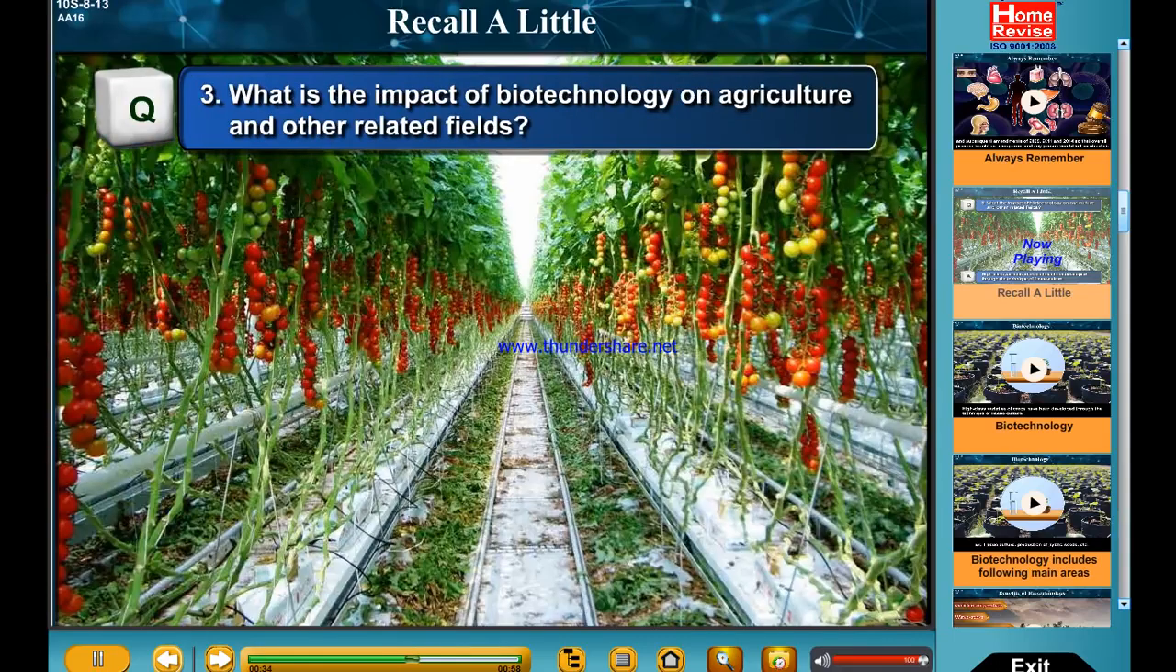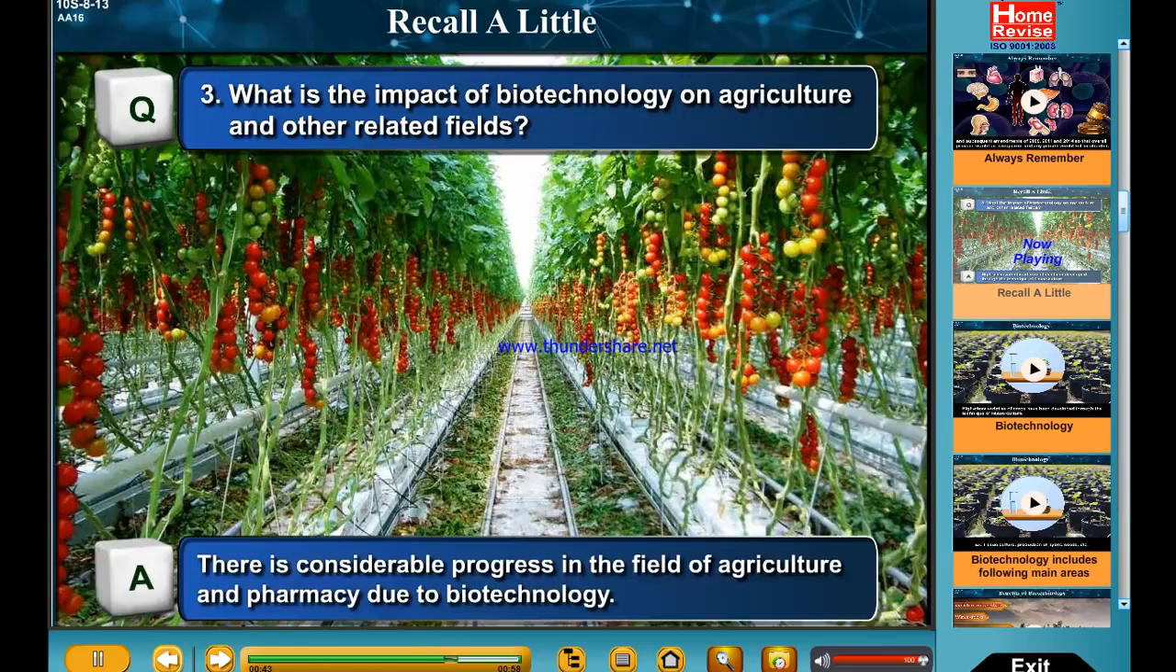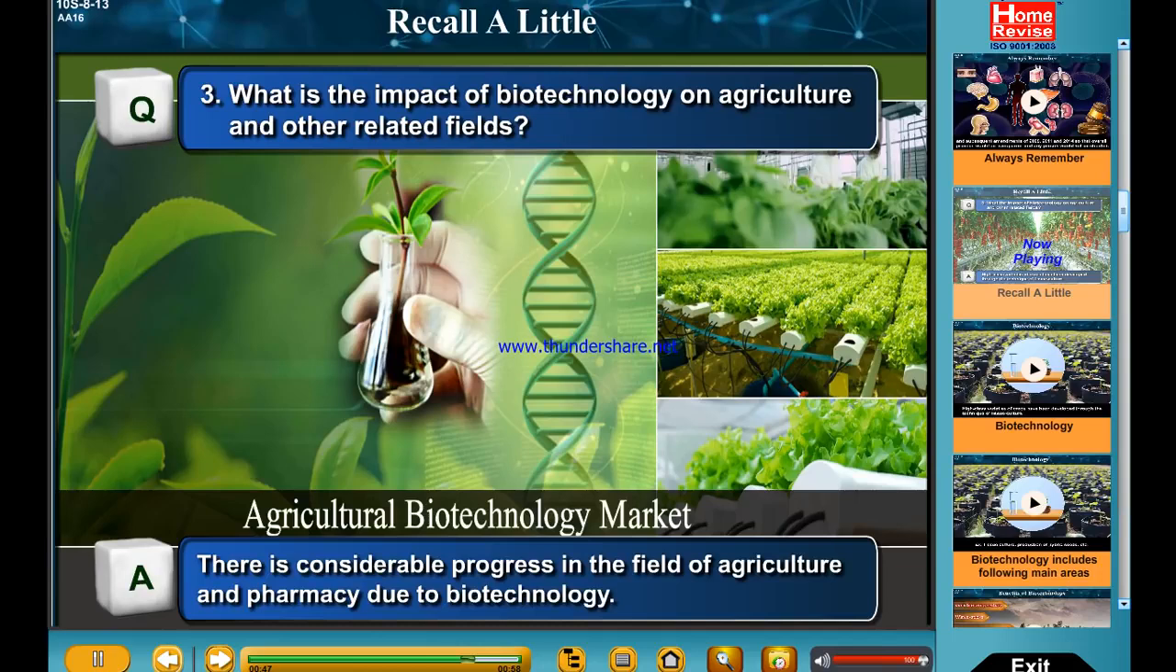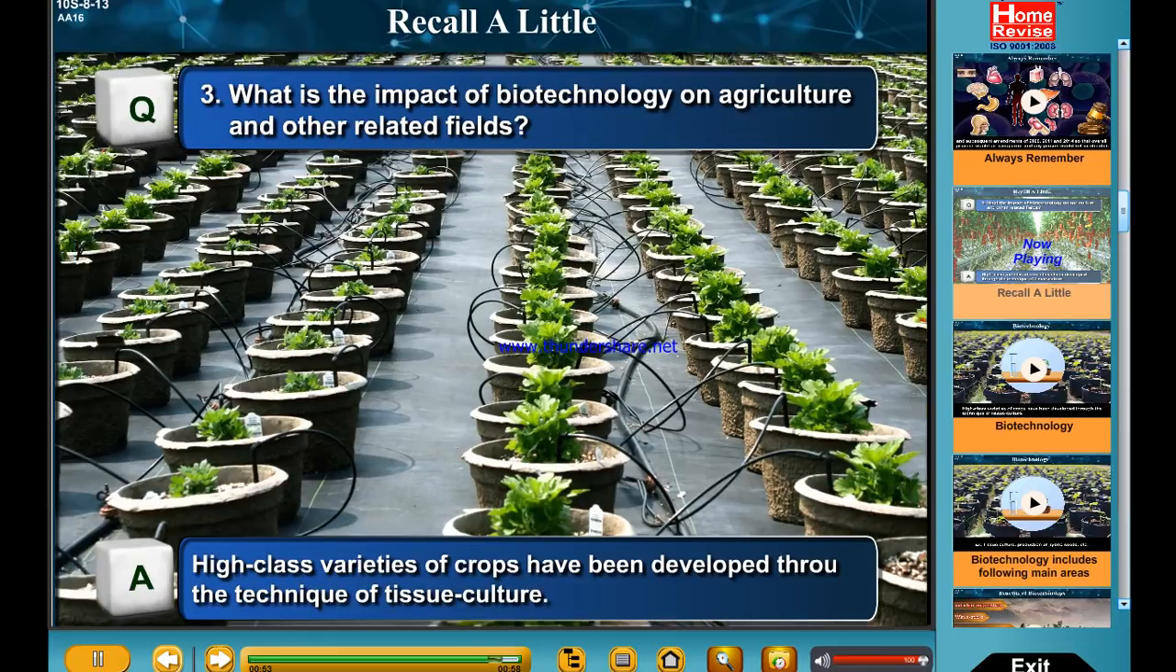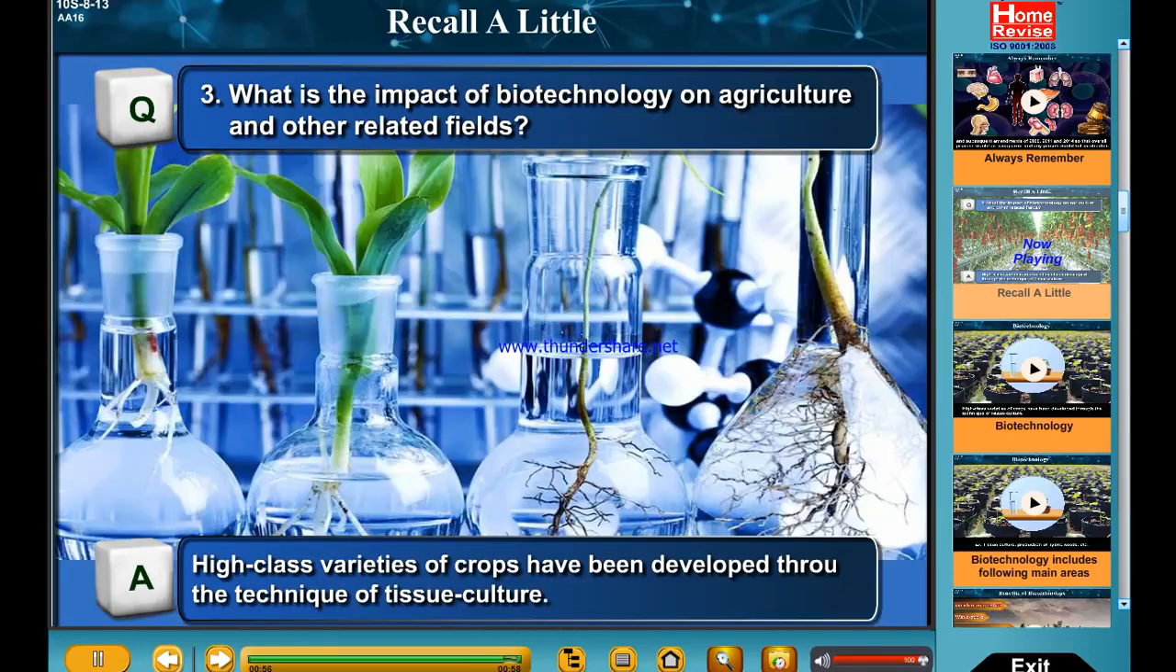3. What is the impact of biotechnology on agriculture and other related fields? Answer. There is considerable progress in the field of agriculture and pharmacy due to biotechnology. High-class varieties of crops have been developed through the technique of tissue culture.